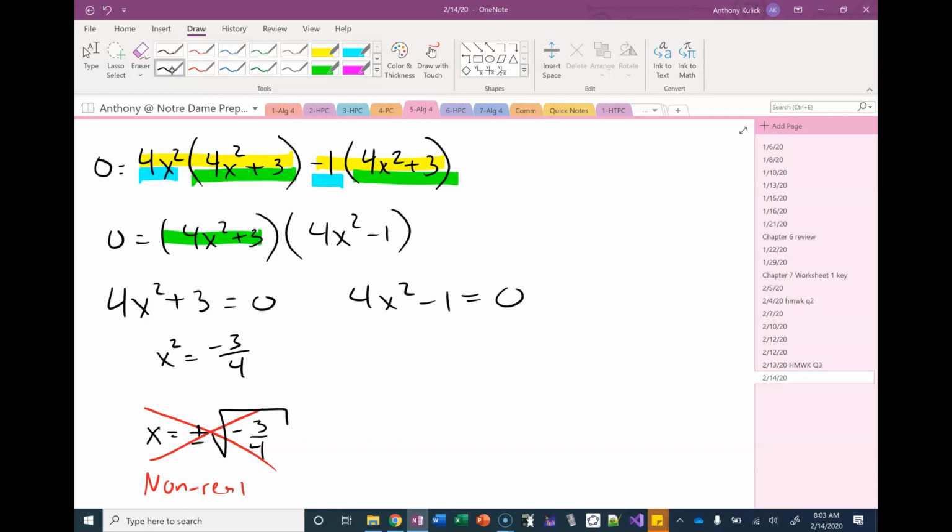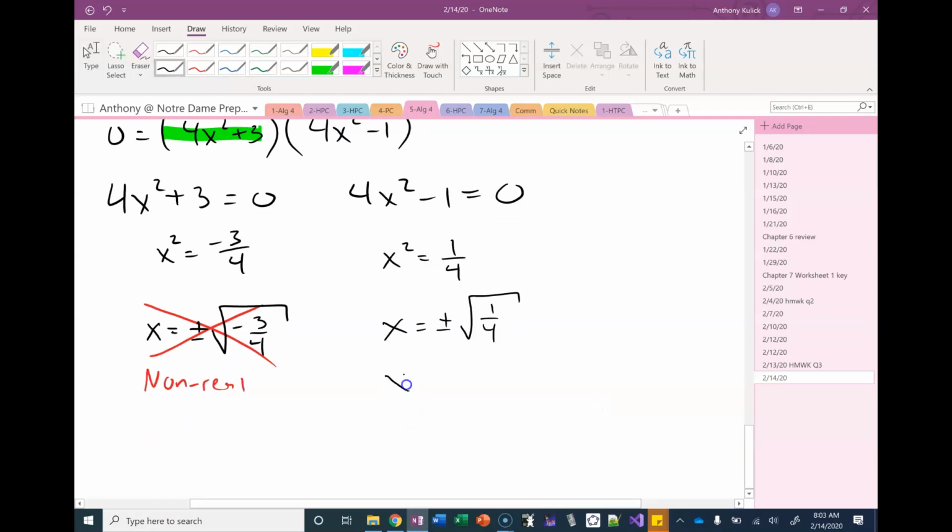Now we'll move on to the other equation. So I'll do the same thing. I'm going to add 1 to both sides and then divide by 4. And then when I square root both sides, I'm going to get plus or minus the square root of 1/4. So when I square root 1/4, the square root of 1 is 1, and the square root of 4 is 2. So this gives me two answers, negative 1/2 and positive 1/2. Henry, are you okay there?